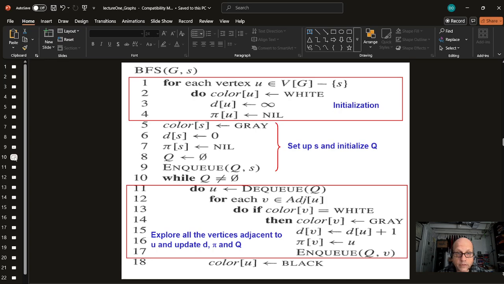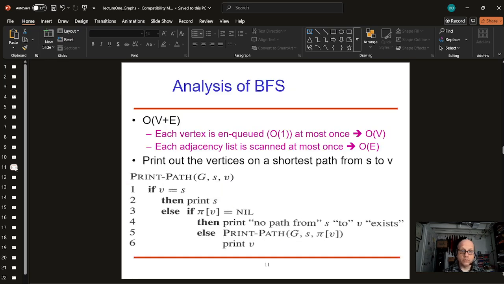And again, you could assign this to any language. So you say for each vertex U in V of G, you'd obtain S and assign the color to white, assign the distance of the vertex to infinity and the pi of that position to nil, and set S to gray, 0, nil, and I would do the NQ. And while the Q is not equal to the null set, I do the DQ, and for each adjacent, if it's white, then I color it to gray and put it in the NQ appropriately. And again, we'll break this down a little bit more as we go through this.